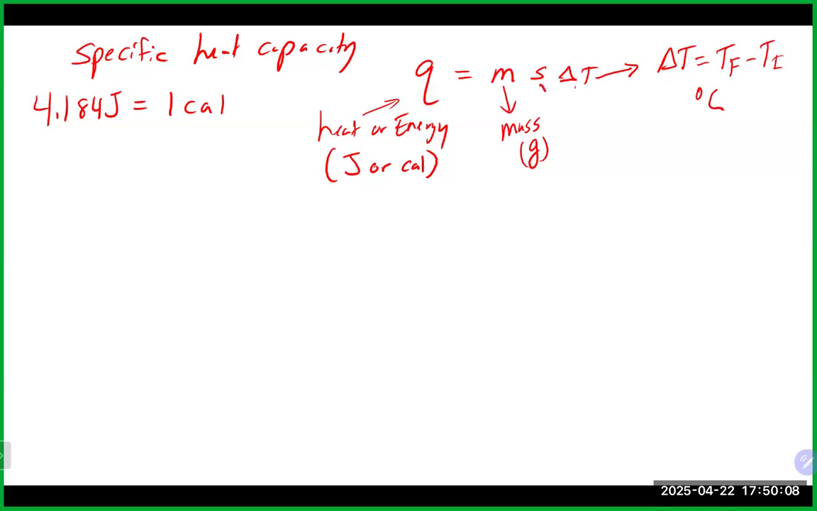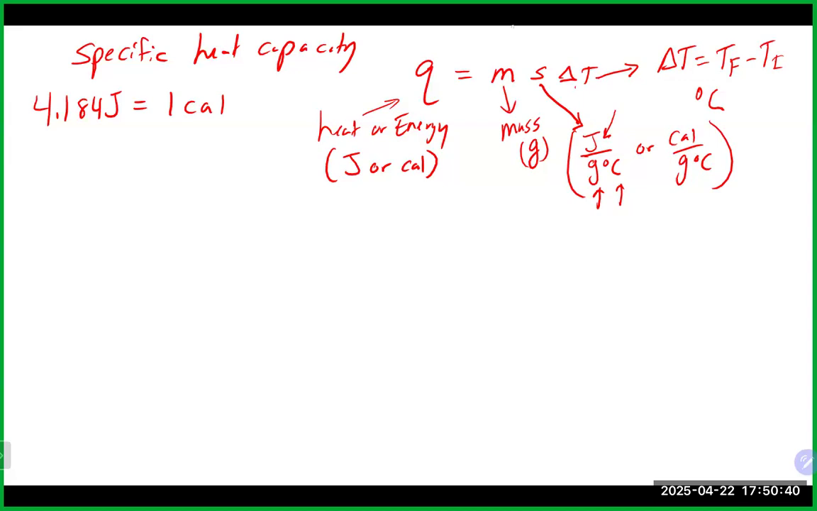And that is because specific heat capacity usually has units of joules per gram per degree Celsius, or calories per gram per degree Celsius. So since our specific heat is usually in those units of degrees Celsius, we can leave our temperature there. And by the way, that is the definition of specific heat capacity: the amount of energy, like joules, needed to raise 1 gram of a substance by 1 degree Celsius.